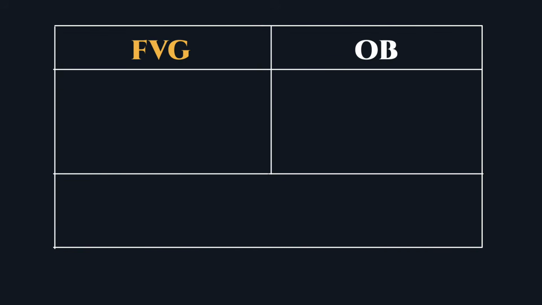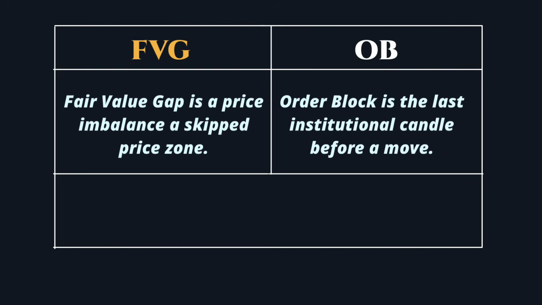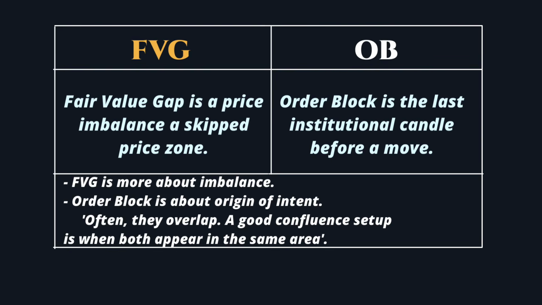FVG versus order block. What's the difference? This is a common question. A fair value gap is a price imbalance, a skipped price zone. An order block is the last institutional candle before a move. FVG is more about imbalance. Order block is about the origin of intent. Often they overlap. A good confluence setup is when both appear in the same area.